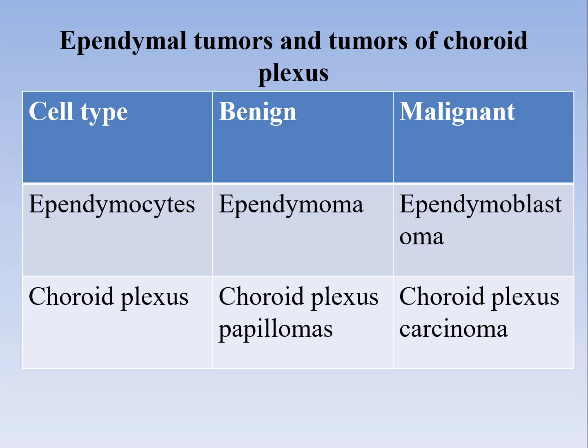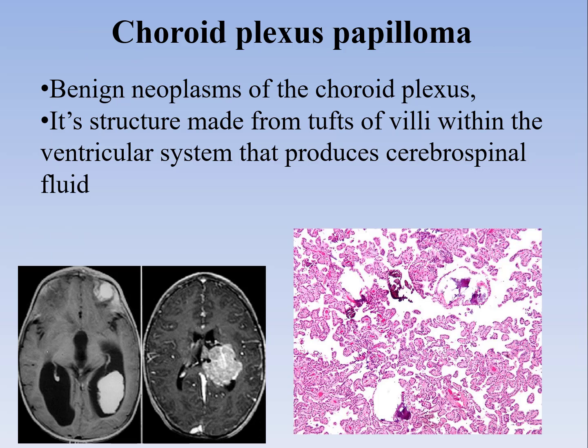Ependymal tumors and tumors of the choroid plexus are also classified into benign and malignant. If the tumor grows from the ependymocytes, we name it ependymoma if benign and ependymoblastoma if malignant. If it grows from the choroid plexus, the benign variant we name choroid plexus papilloma, and the malignant variant choroid plexus carcinoma.